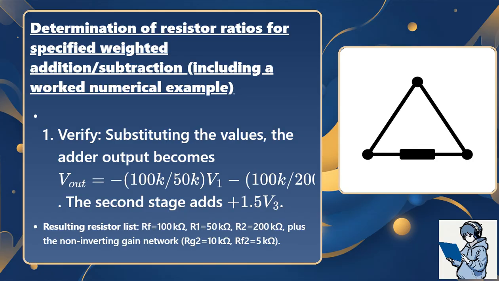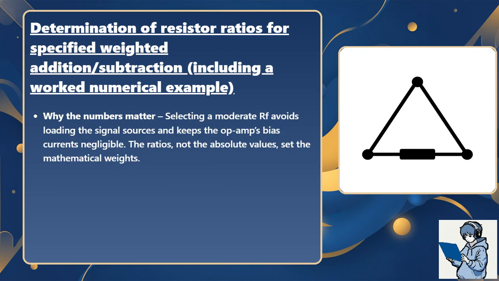Resulting resistor list. RF equals 100 kilo ohms, R1 equals 50 kilo ohms, R2 equals 200 kilo ohms, plus the non-inverting gain network RG2 equals 10 kilo ohms, RF2 equals 5 kilo ohms. Why the numbers matter? Selecting a moderate RF avoids loading the signal sources and keeps the op-amp's bias currents negligible. The ratios, not the absolute values, set the mathematical weights.